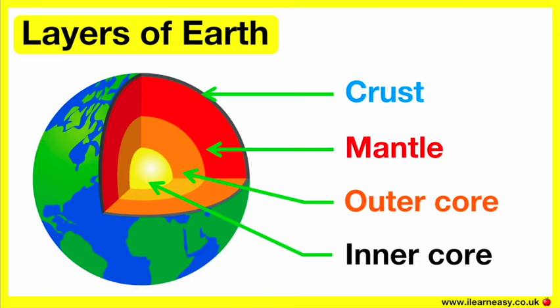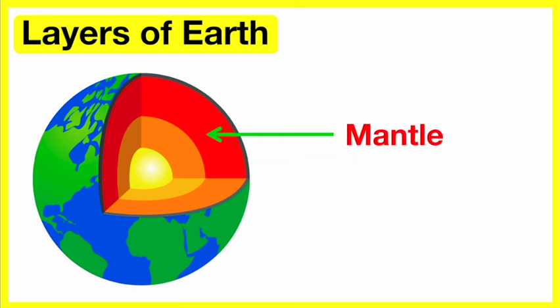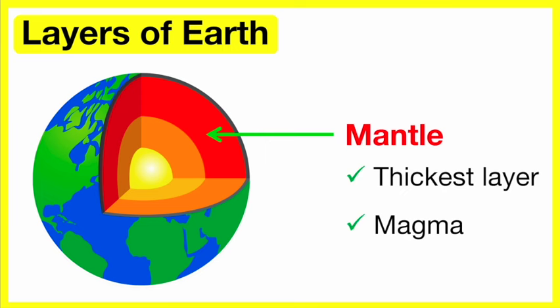So, to summarize, the Earth has four main layers. These include the crust, the mantle, the outer core, and the inner core. The crust is the thin outer layer of the Earth. It's the solid rock that we live on. It can either be continental or oceanic. The mantle is the next layer. It's the thickest layer of the Earth. This layer is mostly made up of magma.